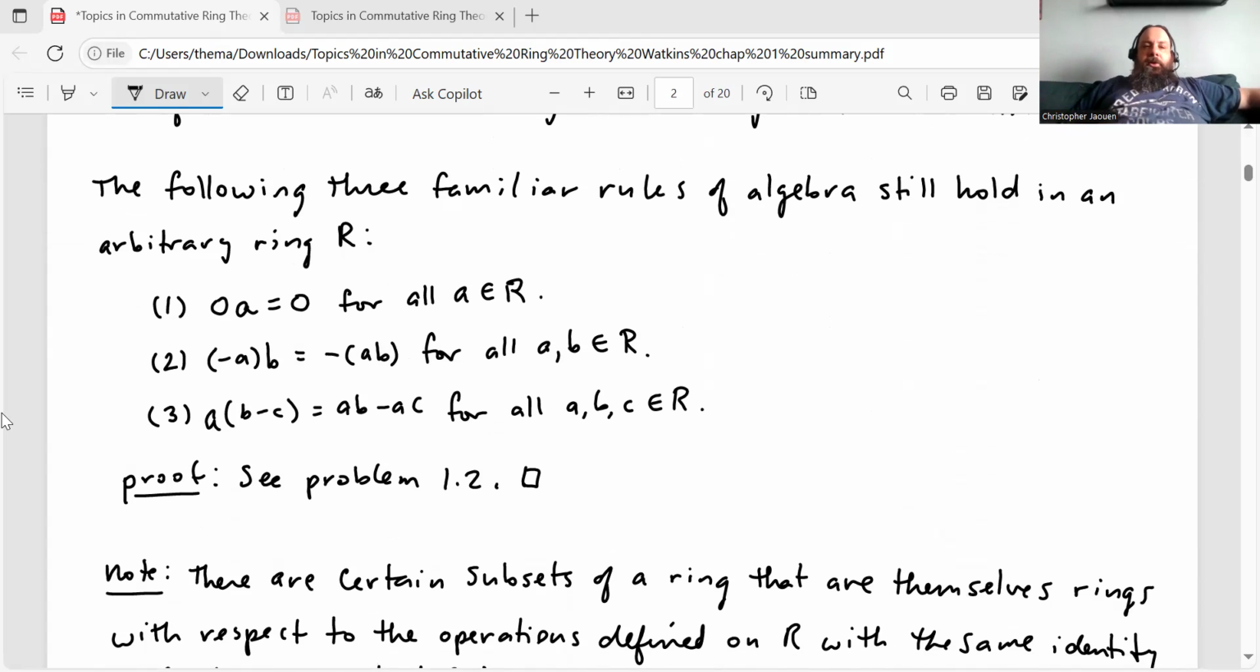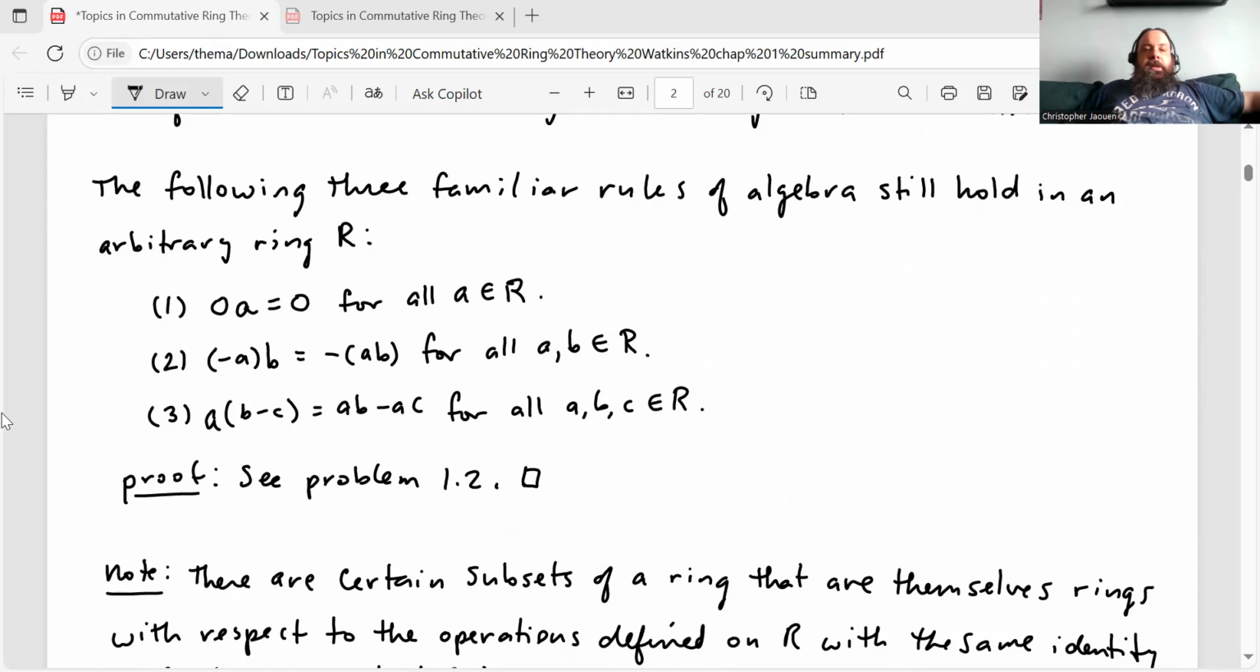Okay, so here's our first sort of theorem, I guess. The following three familiar rules of algebra still hold in an arbitrary ring R. All right, so there's three of them. One, zero times A. When I say zero here, I'm talking about an abstract entity. It's the additive identity. So it's not necessarily the number zero, but we use the symbol zero to represent additive identities in algebra. All right, so zero times A has to equal zero for all A in R.